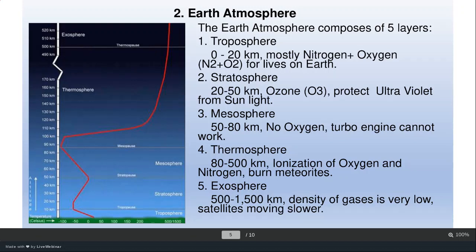The fourth is the thermosphere, located about 80 to 500 kilometers. This layer has ionization of oxygen and nitrogen and burns meteorites, as shown in the picture. And the last layer of the Earth atmosphere is the exosphere. The level is 500 to 1,500 kilometers. In this layer, the density of gases is very low, and the satellite moves slower.